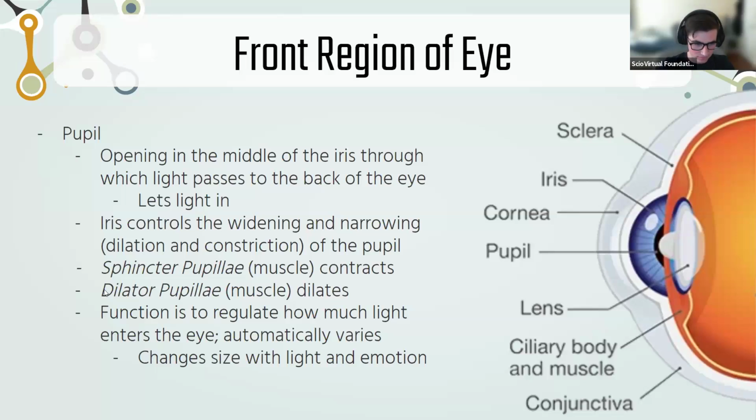As you can see, dilator pupillae, we know that it dilates. It's pretty easy translation. But yeah, its function is purely just to regulate how much light goes in, and then it changes in size with light. We'll see later the process of light adaptation and emotion, actually. You'll have more dilated pupils in more intimate situations. That's a scientific fact.